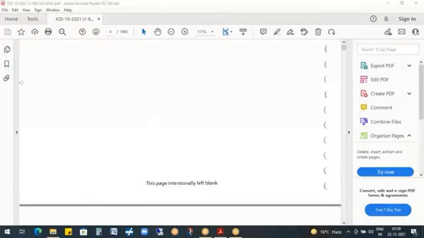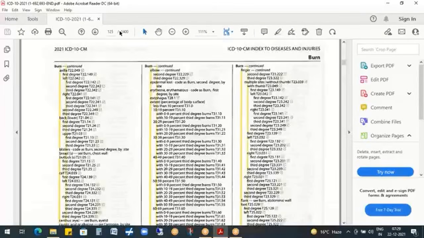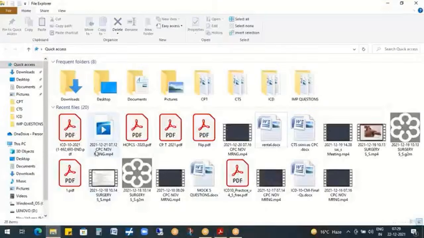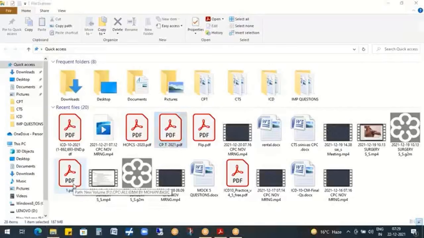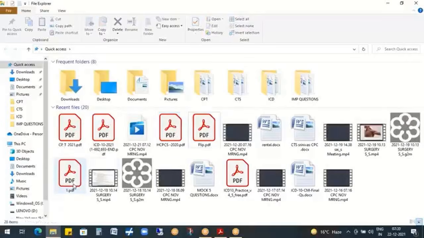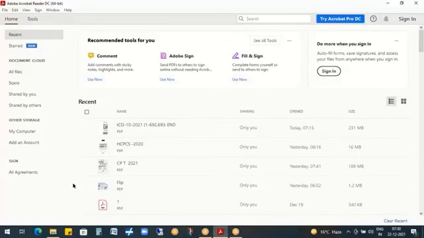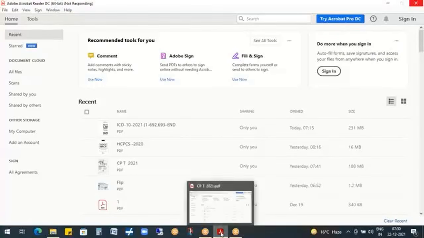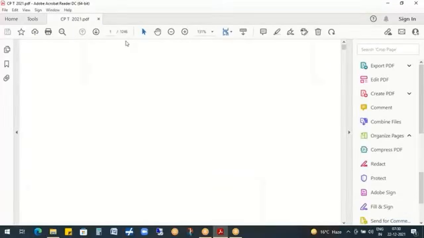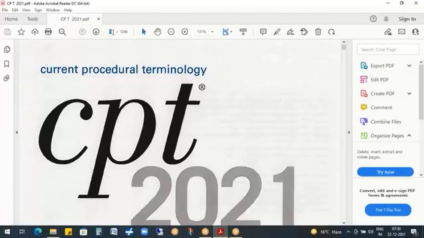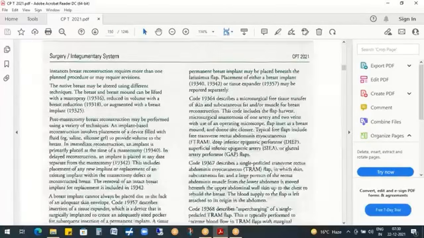Go for anesthesia, everyone. In the contents, you can see the page number. What is the page number? 72, sir. 72.